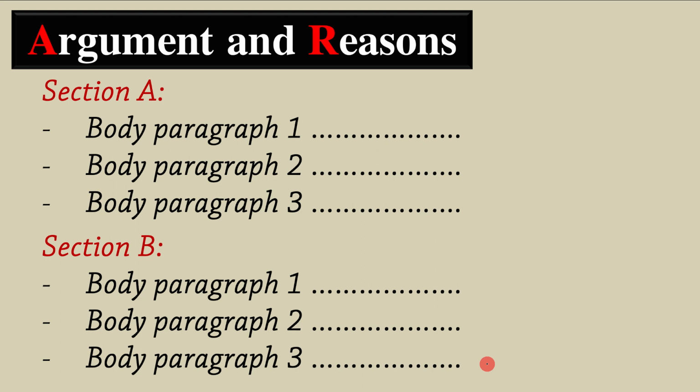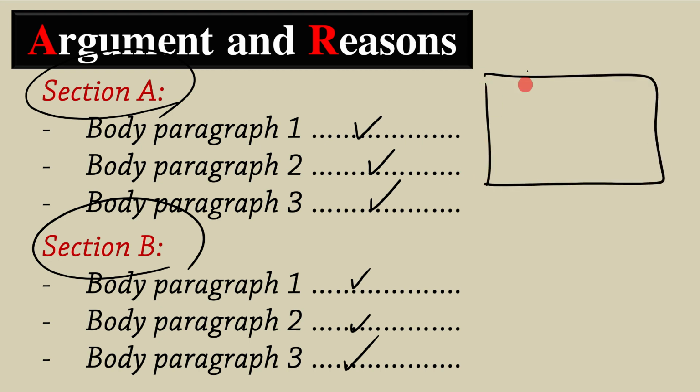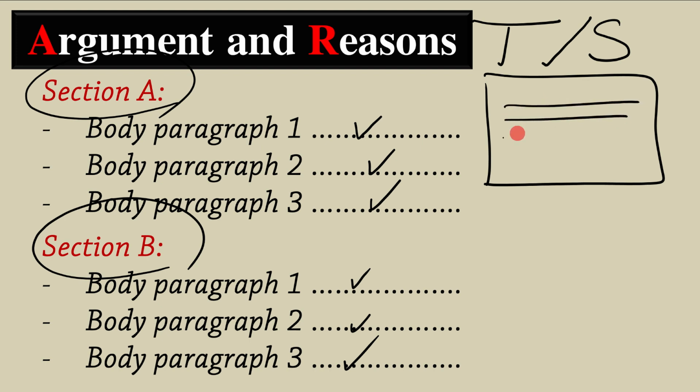Look at this. Argumentation may include a section A including a few paragraphs, section B including a few paragraphs, and section C also. How should I know how many sections I should have here? It depends on your thesis statement. Suppose that this is your thesis statement, okay? In your thesis statement, you have a few words. You are going to prove something.